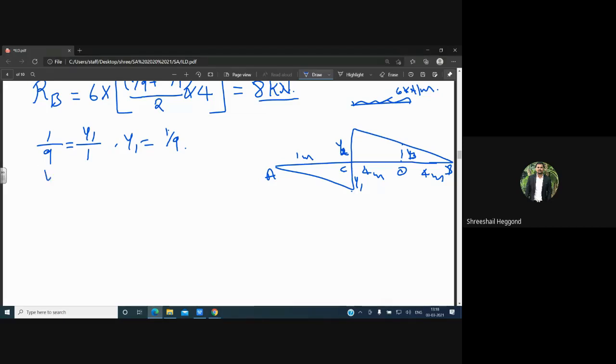And 1 divided by 9 is equal to y2 divided by the remaining distance of 8 meter. Therefore, y2 can be given as 8 divided by 9. Similarly, 1 divided by 9 is equal to y3 divided by the remaining distance of 4. Therefore, y3 will be equal to 4 divided by 9.